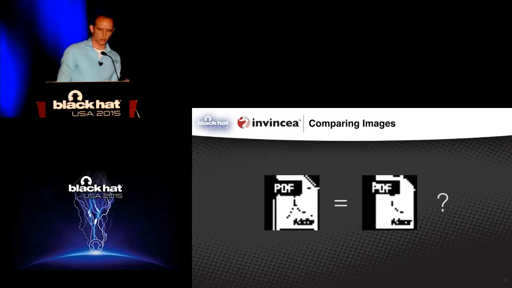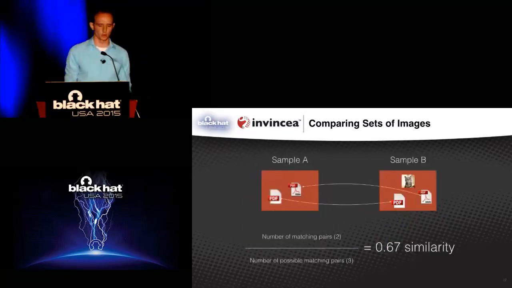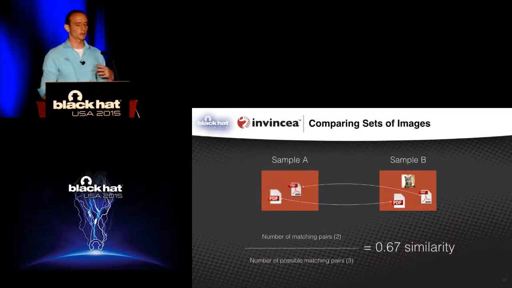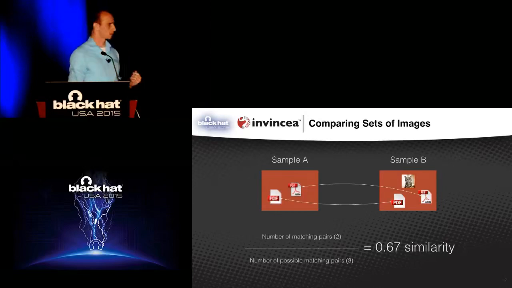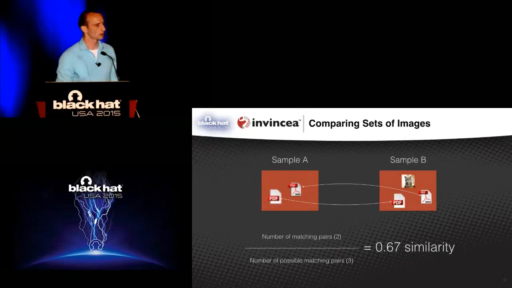The problem's a little bit more complex than just comparing two images, though, because we're actually comparing sets of images in malware samples. So we want to recognize when there's a missing image in one of the sets. So the formula we use is the number of matching pairs, which in this example is 2, divided by the number of possible matching pairs, which in this example is 3, which gives us a 0.67 similarity score. So we're kind of penalizing the score here because sample A isn't providing a partner kitty to that poor lonely kitty in sample B. And that's just intolerable.